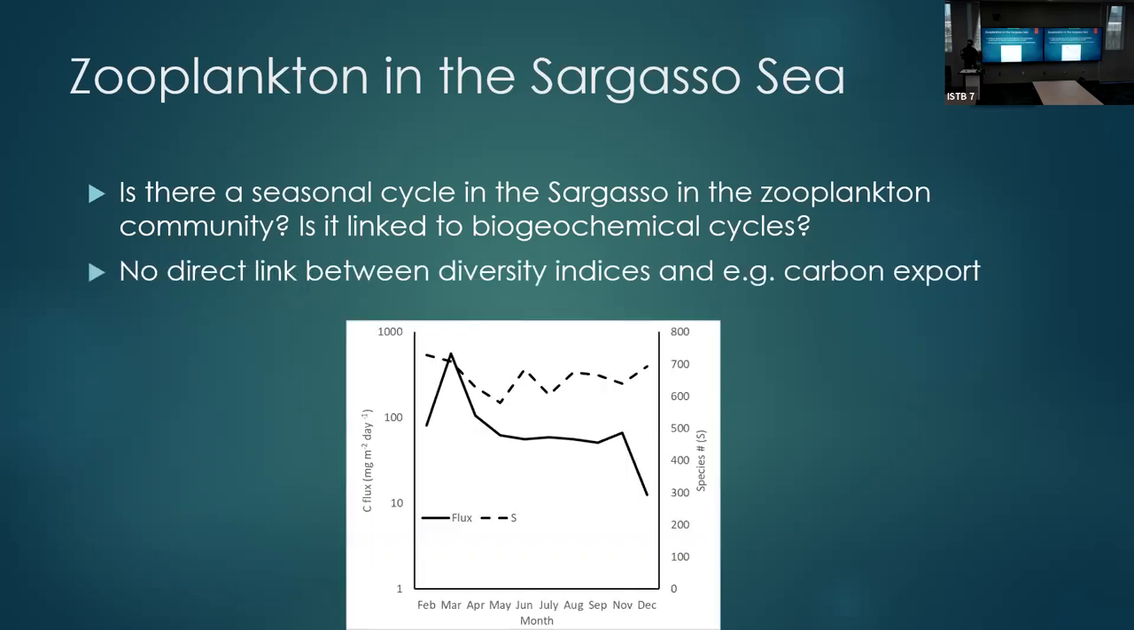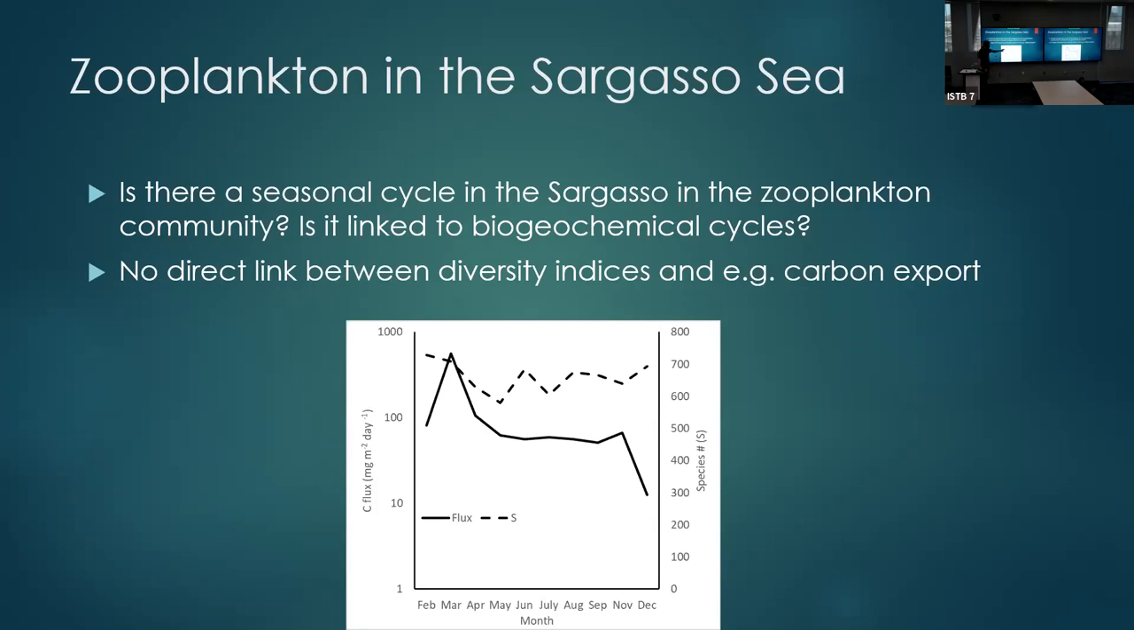something very easy like carbon export. Here on the left axis is carbon export, carbon flux to the ocean. So how much carbon is fixed in the ocean and then exported to the deep. That is a way to remove carbon from the atmosphere by natural processes. Okay, and please notice that this is a logarithmic scale. So we have this huge peak in March, and then through the year it goes to a low, which is especially low at the end of December.